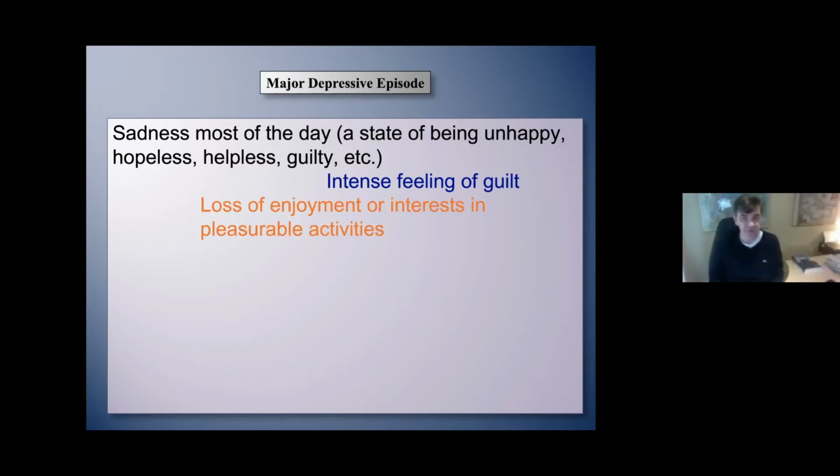Loss of enjoyment or interest in pleasurable activities. We as human beings, the vast majority of us, do have a number of pleasurable activities, things we like to do.